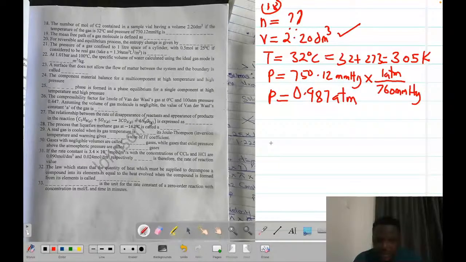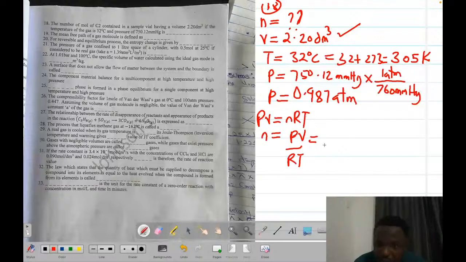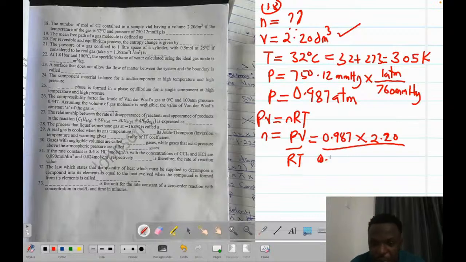PV equals nRT, so n becomes PV all over RT. Pressure is 0.987 ATM, volume is 2.20, our R is 0.08206 times our temperature, 305. Please press your calculator. Please, permission to eat watermelon.